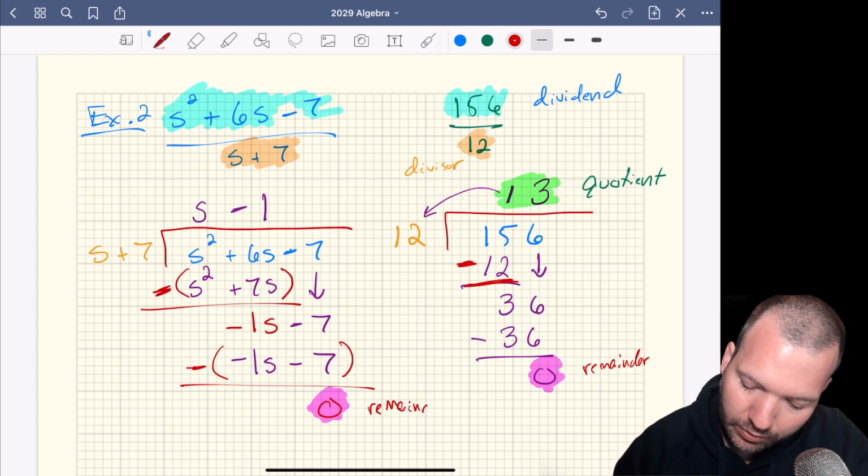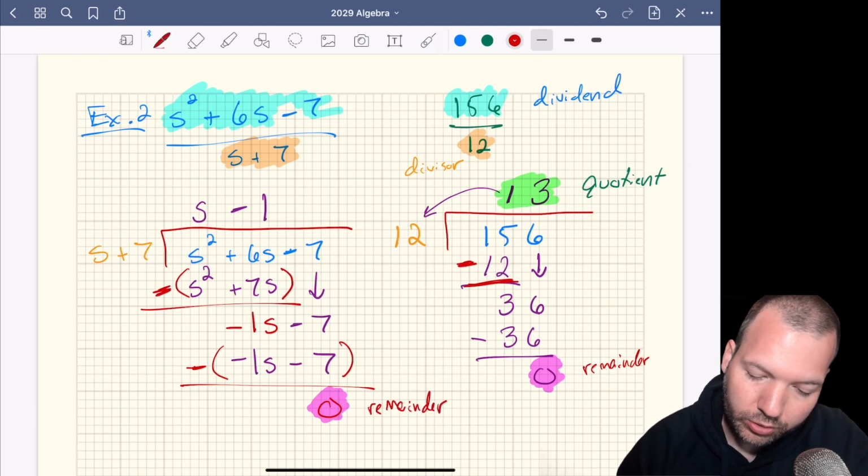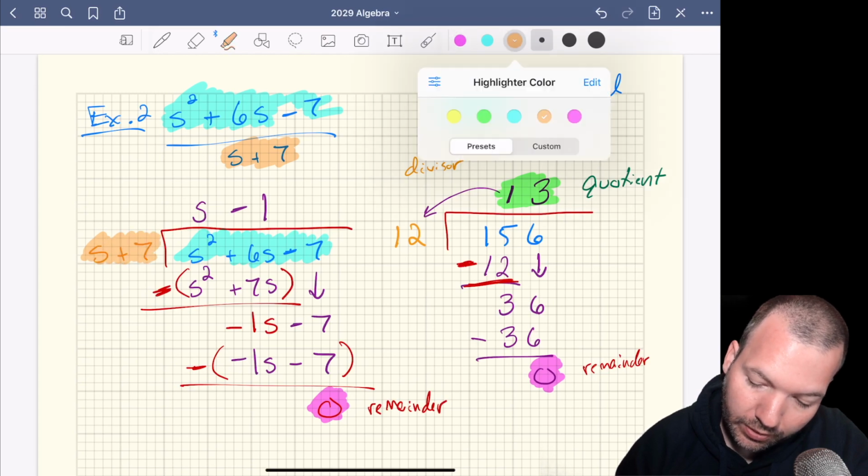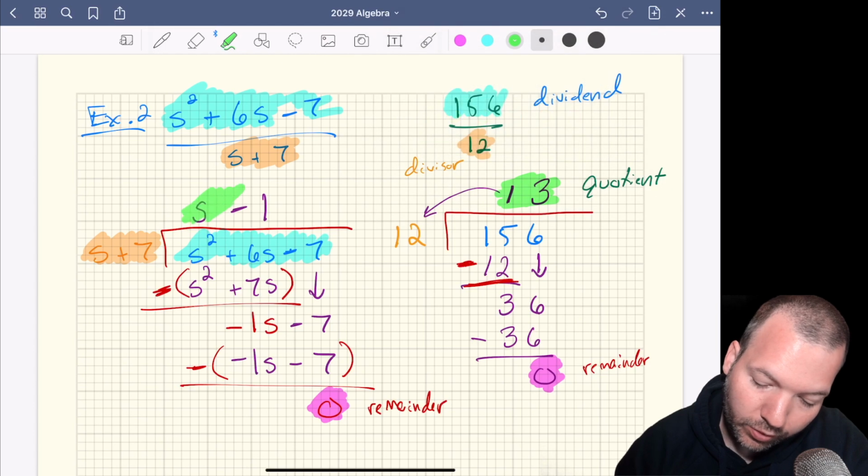And because it's 0 here, that means that our quotient is complete, and s plus 7 must have been a factor of the original dividend, right? That's what this part right here is. This was our dividend. Out here, we said this was our divisor. And then finally, up here at the top, we have our quotient. That's what we're actually interested in here. This is the quotient of these two polynomials.